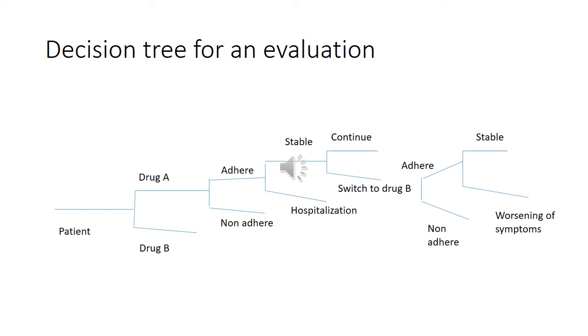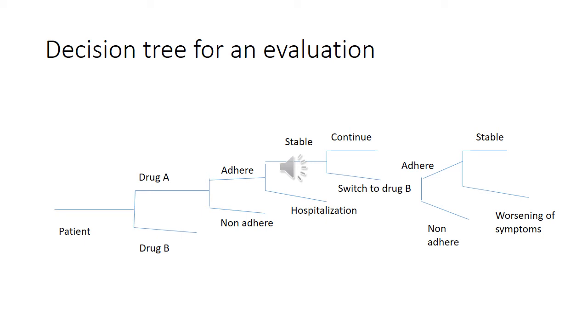Now there are two possibilities after you give the patient the drug: he will adhere to this therapy, or he may not adhere to this therapy. Consider that he adheres to this therapy, and now when you measure the outcome, you find that there are two possible outcomes. First, the condition of the patient is stable, and second, he needs hospitalization because the condition has worsened.